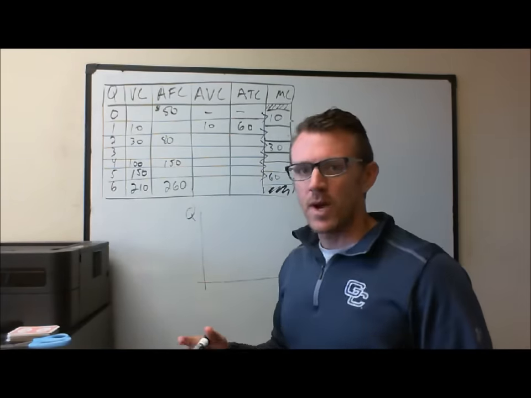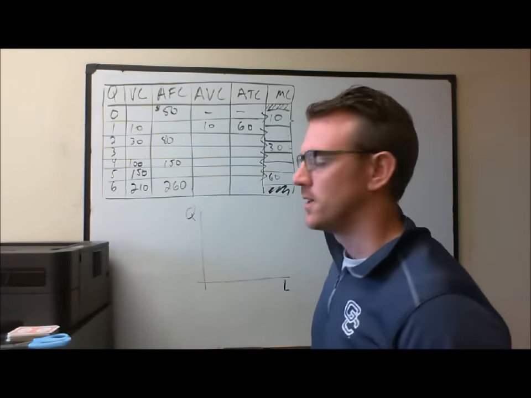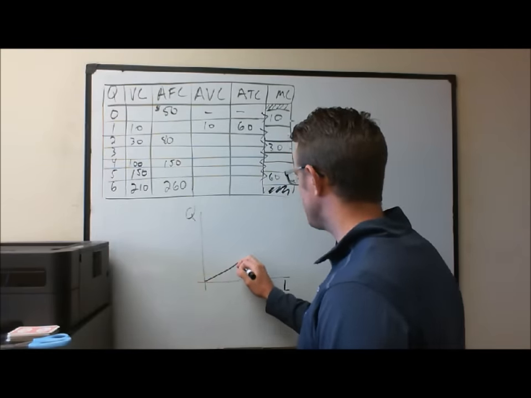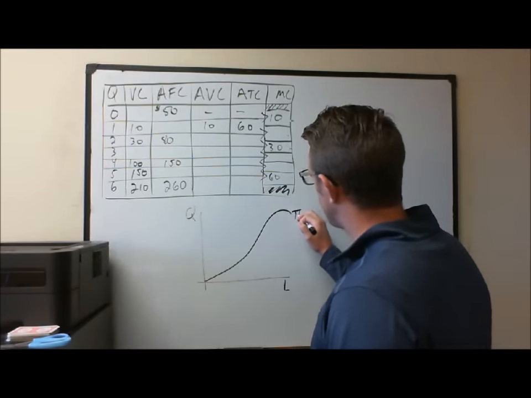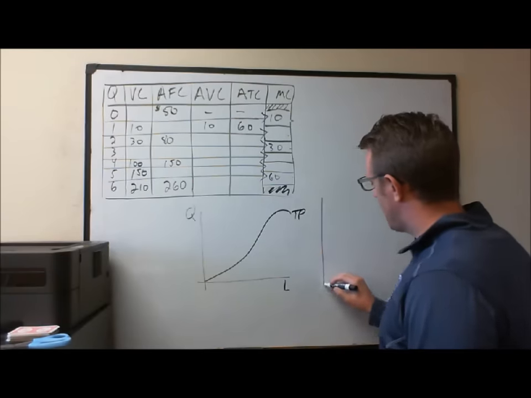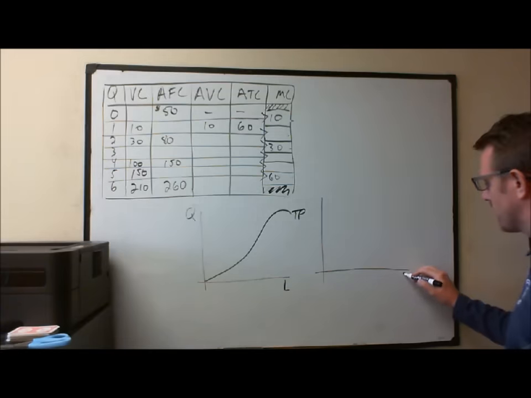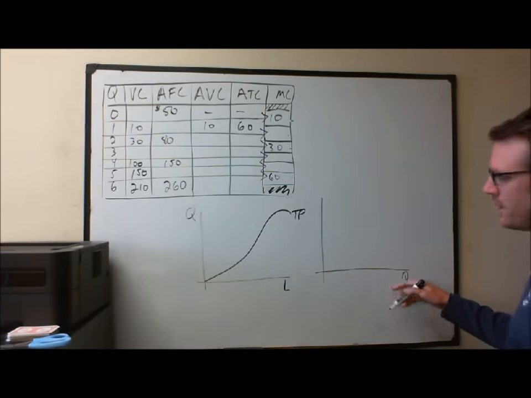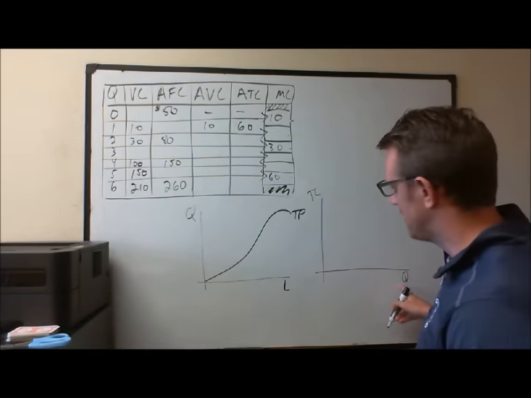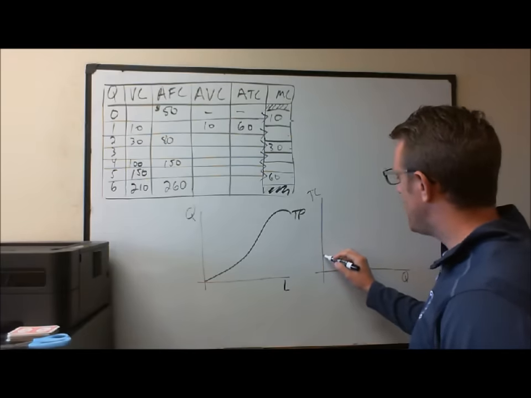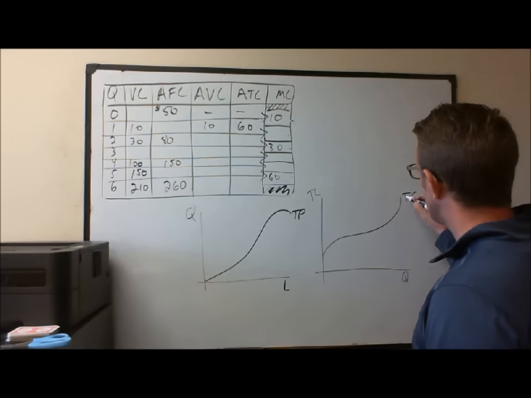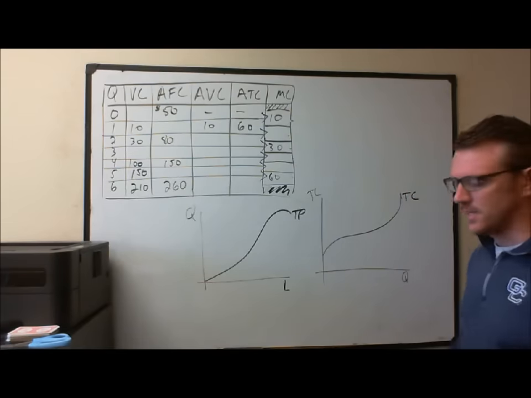I'm going to summarize basically the graphs we've drawn so far. So total product curves usually look like this, right? And our total cost curve, which puts quantity down here and asks, well, how much does a unit of output cost me to produce? They look interestingly opposite. Let's talk about why that's the case.